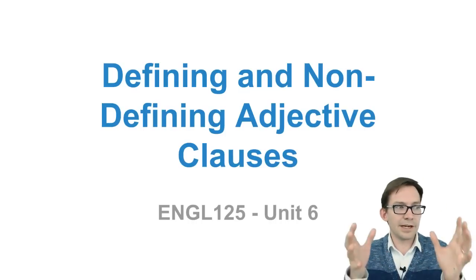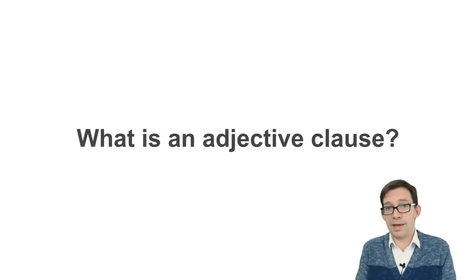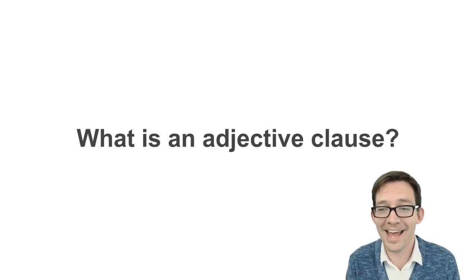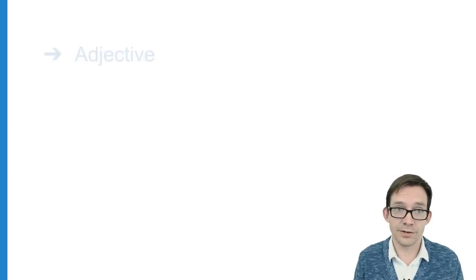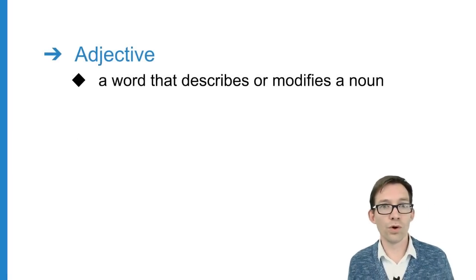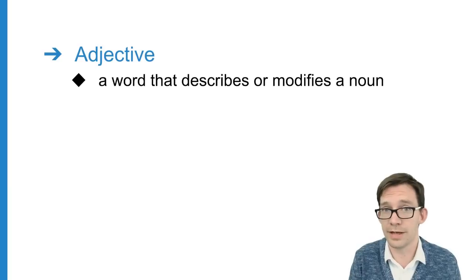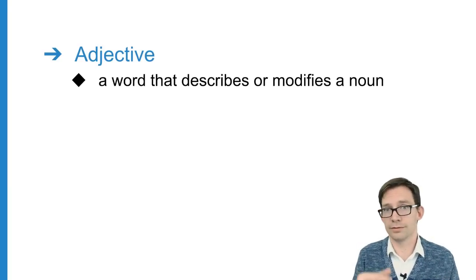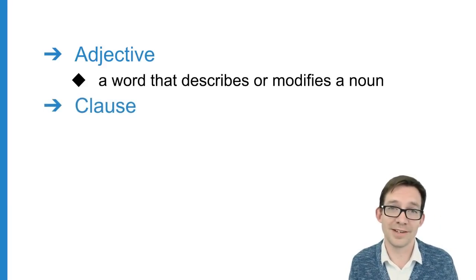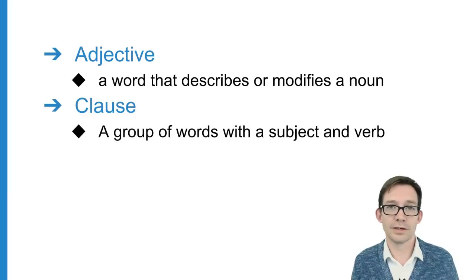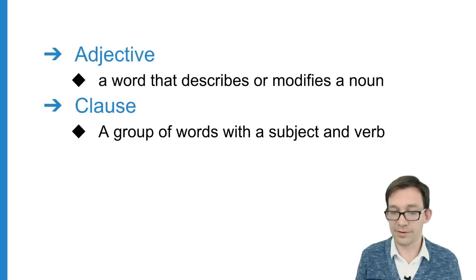Okay, so defining and non-defining adjective clauses, what am I talking about here? Let's get into it. Let's start with the basics, right? Let's define an adjective clause. What is an adjective clause? All right, so let's break it down, okay? An adjective, as most of you guys know, is a word that describes or modifies another word, particularly a noun in the sentence, right? Think about words like blue or fast. These are adjectives. A clause, as we've discussed in previous lessons, is a group of words with a subject and a verb.